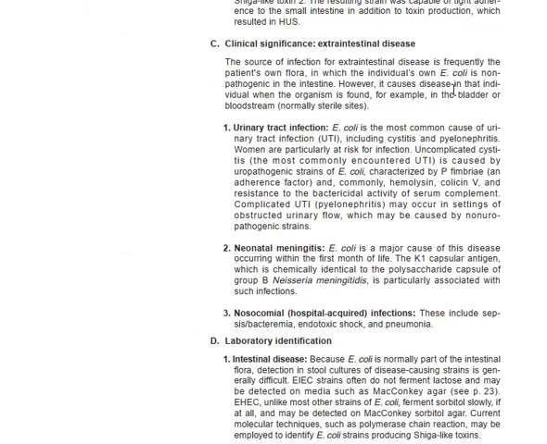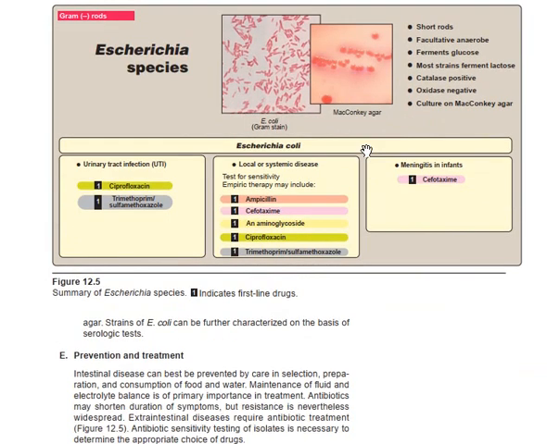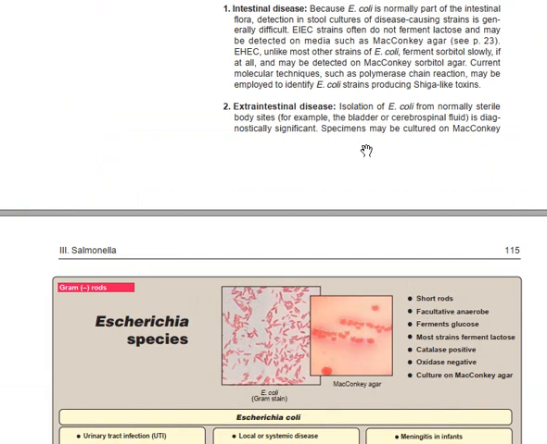So for the clinical significance, you need to know the different extraintestinal diseases that are caused by Escherichia coli. You have urinary tract infection, and Escherichia coli is the most common cause of urinary tract infection, including cystitis and pyelonephritis. Is it clear? Now, it also causes neonatal meningitis. Is it clear? Based on the capsular antigen, it is going to cause neonatal meningitis, and it can also cause a nosocomial or hospital-acquired infection.